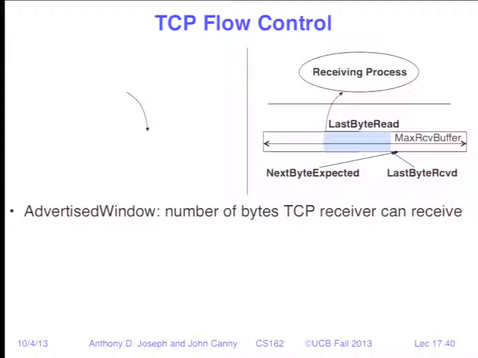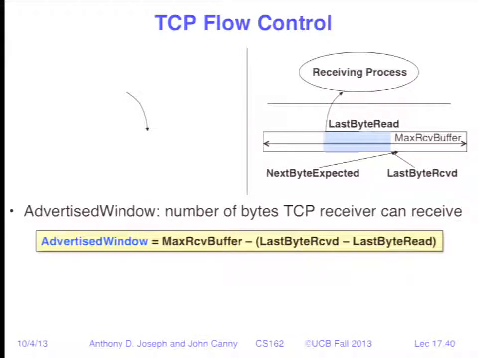Now, the receiver has extra space here. This is occupied by data that we're waiting for the receiving process to take, but the rest of this is available. And so our advertised window is the number of bytes that we can still receive. Again, it's going to be this white space on both sides. So in this case, it's going to be the max receive buffer size minus the last byte received minus the last byte read. We do this all with modular arithmetic, so it works.